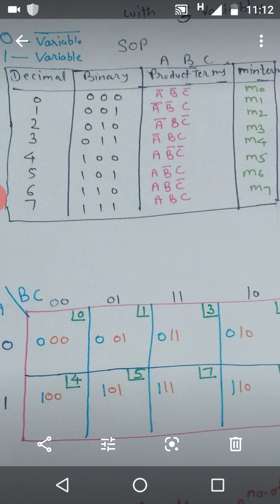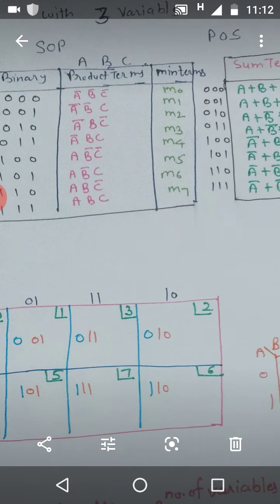For every combination, 000, the 0 means variable complement: A bar, B bar, C bar. For 001, A bar, B bar, C. For 010, that is A bar, B, C bar. 011, A bar, B, C. 100, A, B bar, C bar. 101 is A, B bar, C. 110 is A, B, C bar. 111 is A, B, C. So in this way we have a total of 8 minterms for 3 variables A, B, C.